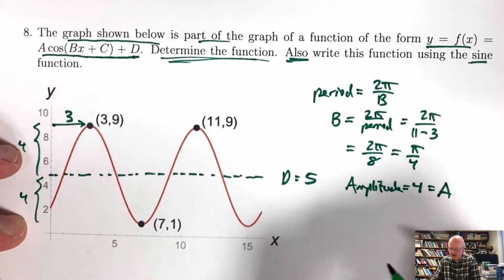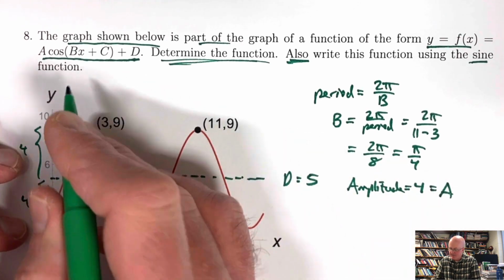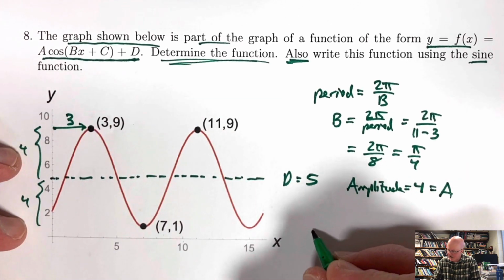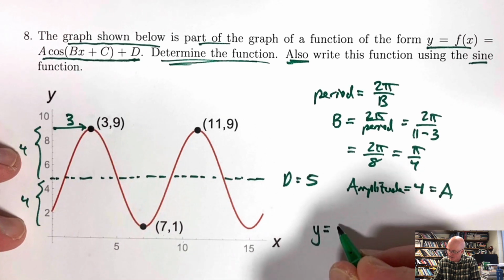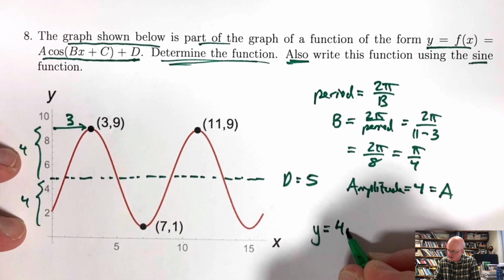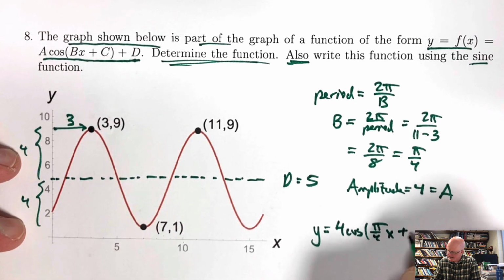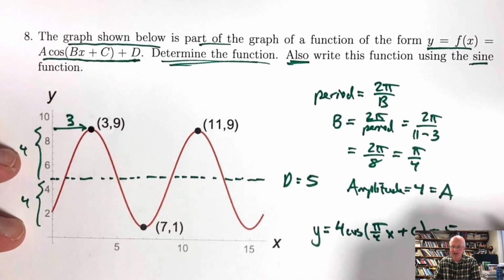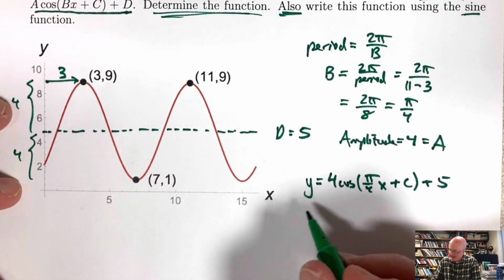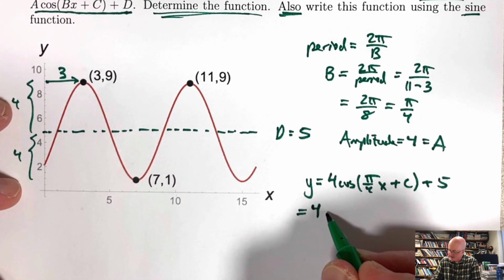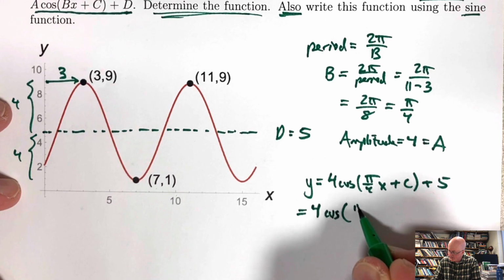That's going to be my value of A. The hardest part is the C. What should C be? Let's go ahead and start just plugging in these numbers. So my function looks like 4 cosine of pi over 4x plus c plus 5, and I've got to figure out what c is. C does correspond to a horizontal translation.